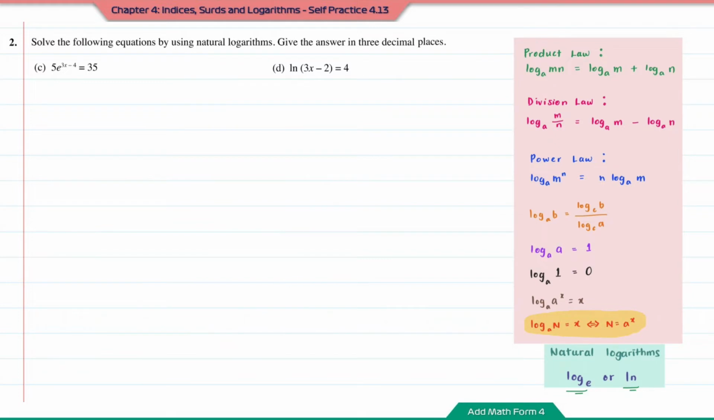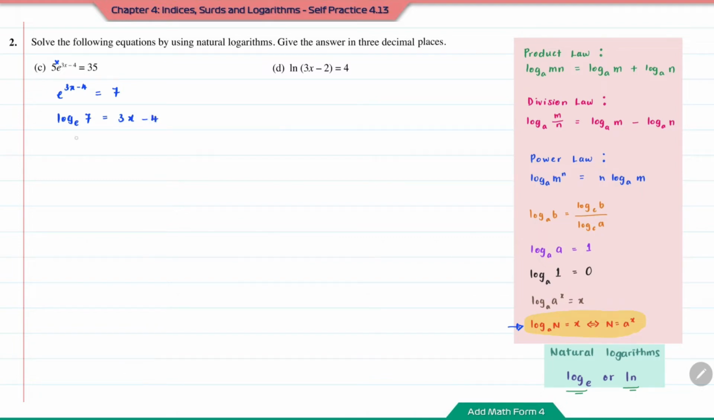Question C. 5e to the power of 3x minus 4 equal to 35. So on the left hand side, this is 5 times e to the power of 3x minus 4. So I can move the 5 to the right hand side. It will be 35 divided by 5, which is equal to 7. So I can change this index form into the logarithm form. Refer to the law that I highlight here. So this will be log base e of 7 equal to 3x minus 4.